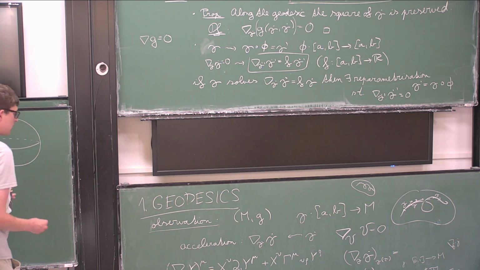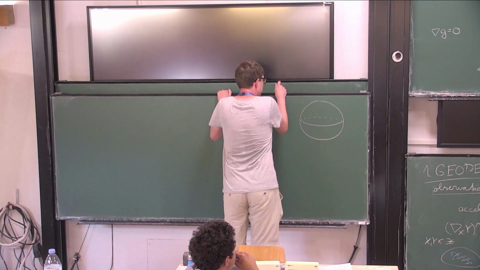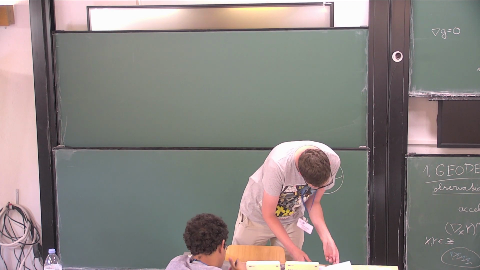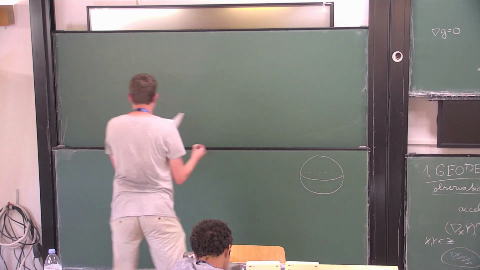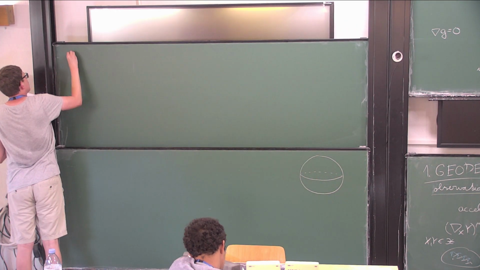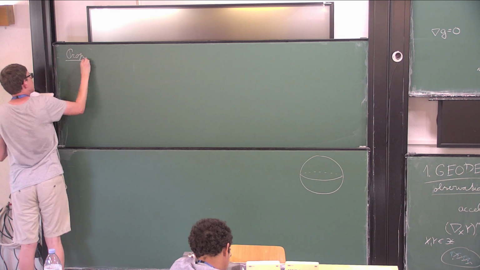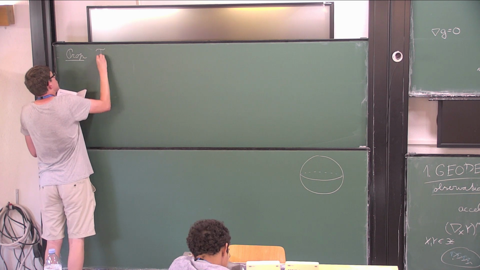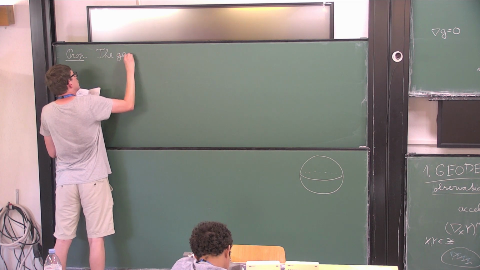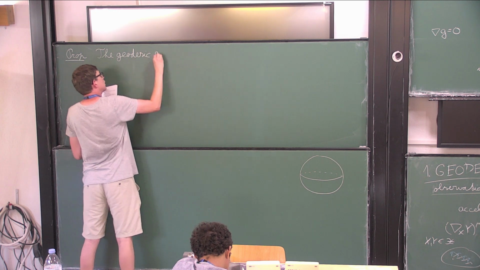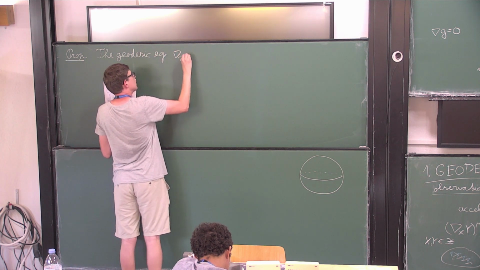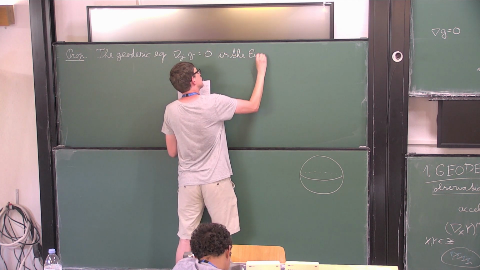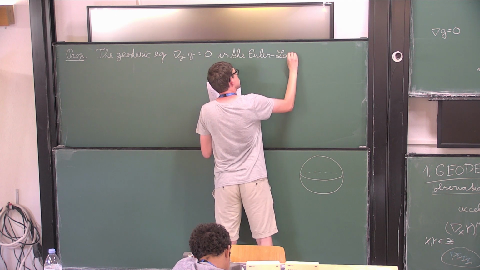The following proposition. Very straightforward to check, so I will leave the proof to you if you're interested. It's one of the exercises in the sheets anyway. So the geodesic equation which I just made is the Euler-Lagrange equation. I will explain what I mean.